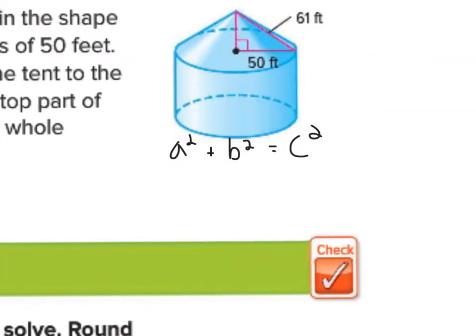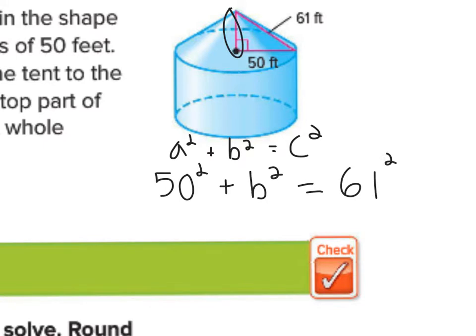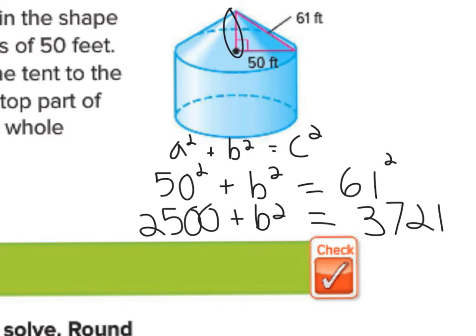So now we have here our formula. Let's replace our variables. So I know that I have 50 squared plus b squared, because I don't have my other leg right here, equals my hypotenuse, which is 61 squared. Okay, 50 times 50 would be just multiplying 5 times 5 is 25, and we add in the 0s, and that gives us 2500 plus b squared. 61 times 61 is 3,721.